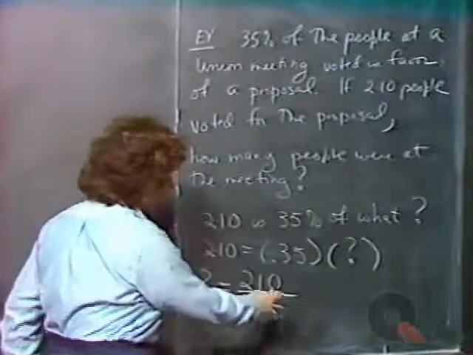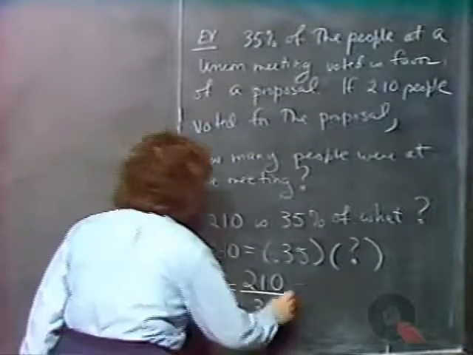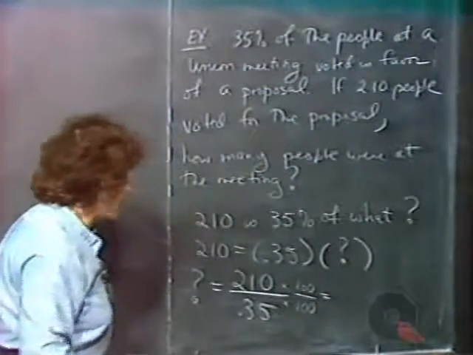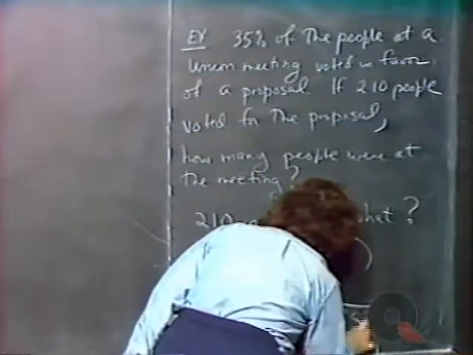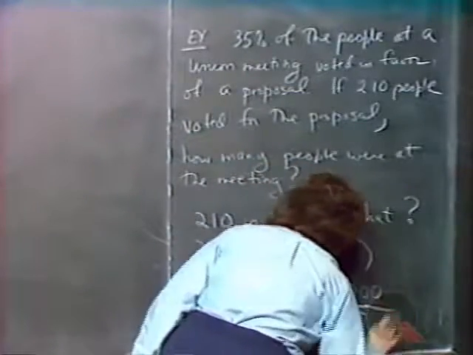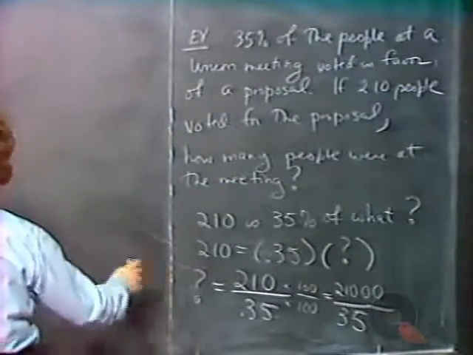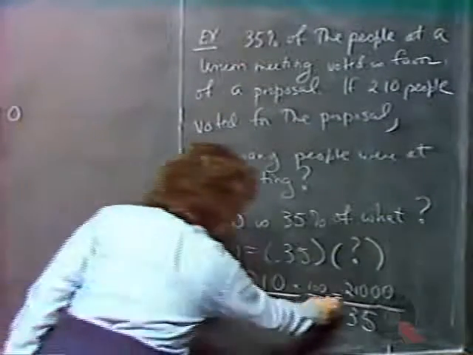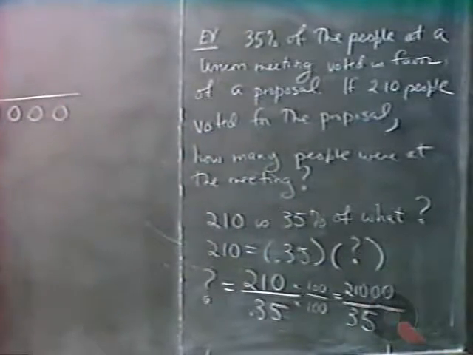Okay, to do 210 divided by 0.35, once again, to divide here, the denominator has to be an integer. We will multiply numerator and denominator by 100 in order to make the denominator a whole number. Moving the decimal 2 places to the right, the denominator becomes 35. The numerator becomes 210 followed by 2 zeros, or 21,000. 21,000 divided by 35.